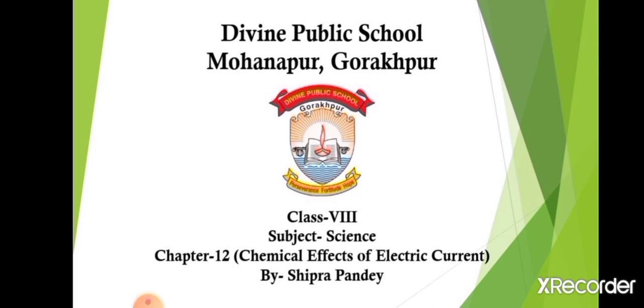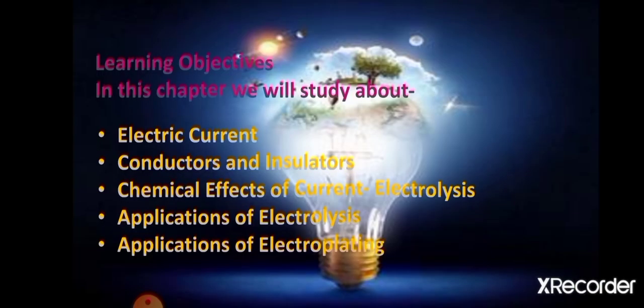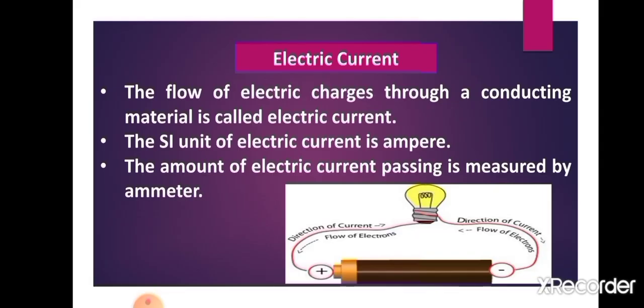Students, today we are going to start chapter 12 of class 8 science, that is chemical effects of electric current. In this chapter we will study about electric current, conductors and insulators, chemical effects of electric current, that is electrolysis, applications of electrolysis and applications of electroplating. So first of all, we will study about electric current.